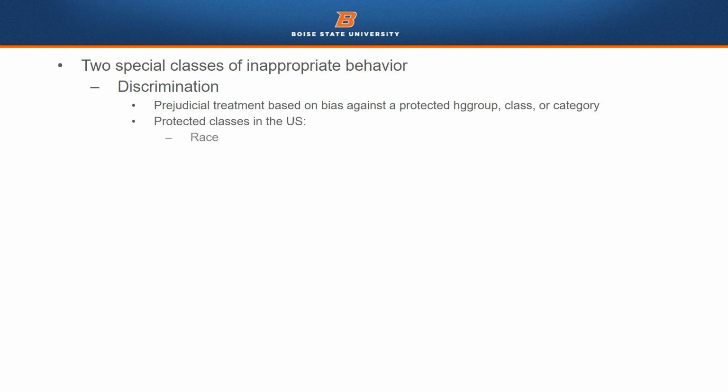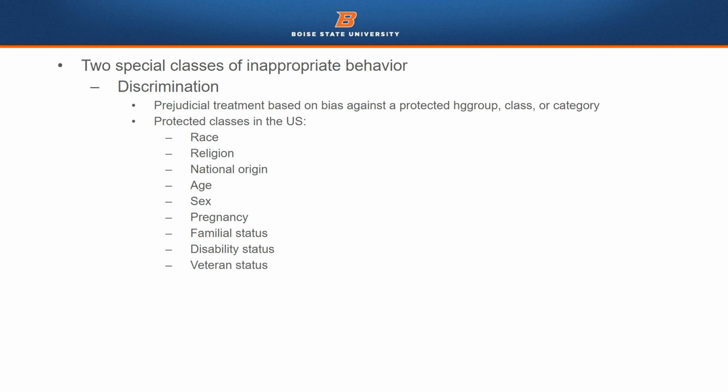And so protected classes in the U.S.: race, religion, national origin, age, sex, pregnancy, familial status, disability status, or veteran status. So these are all enshrined in federal laws. State and local laws may go above and beyond these. There are several, both states and local governments in the U.S. that add sexual orientation as a protected class. In all cases, you cannot use somebody's, say, race against them in making decisions inside the workplace.